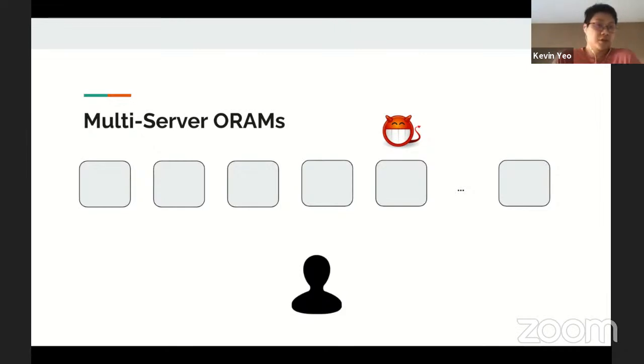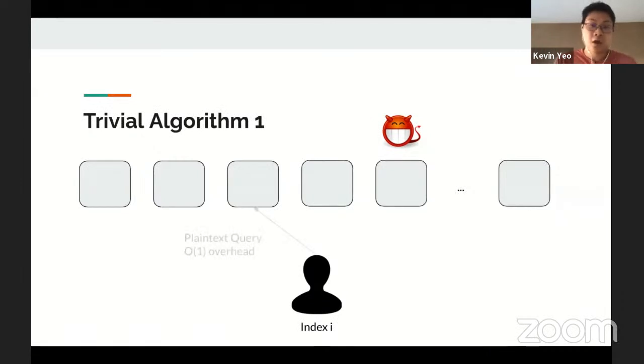So it turns out for multi-server ORAM, there are two very trivial solutions that are on opposite ends of the spectrum of privacy and efficiency. So the trivial algorithm one: the client gets index i. What it can do is just do a plaintext query to one of the random K servers. This costs order one overhead. In fact, you just give the index i and retrieve the index from that server.